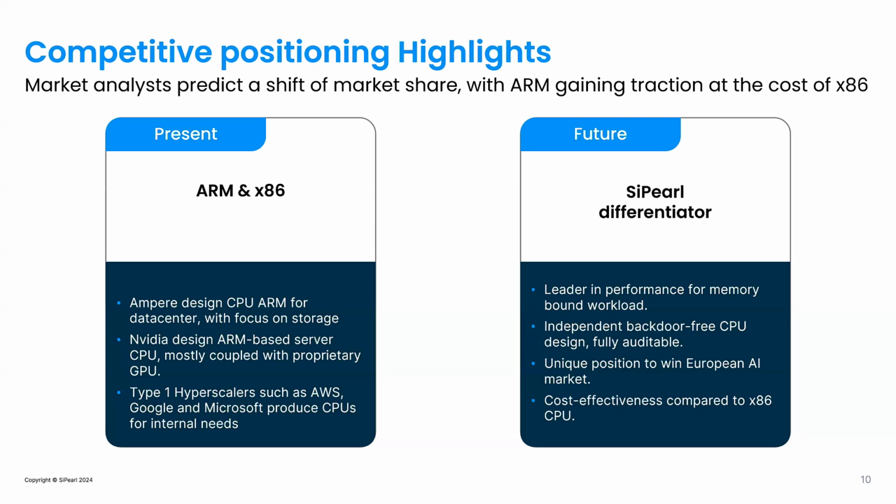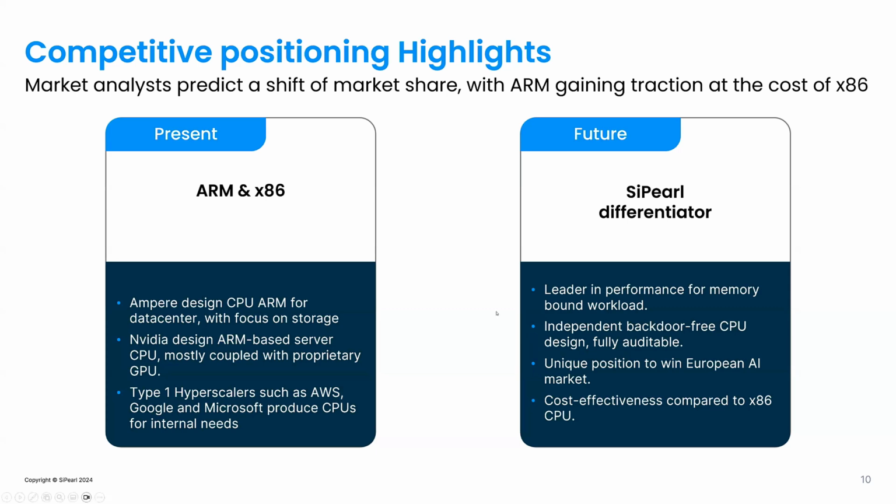Let's say that at present, we have ARM and x86, where ARM is represented by Ampere, which designed CPUs by ARM for data centers with a particular focus on storage applications. Then we also have NVIDIA, which designs ARM-based CPUs, but mostly coupled with its proprietary GPU. Not only that, we have different types of hyperscalers, such as AWS with Graviton, Google with the TPU, or Microsoft, that produce their own CPUs for their own internal needs, always based on the ARM ISA.